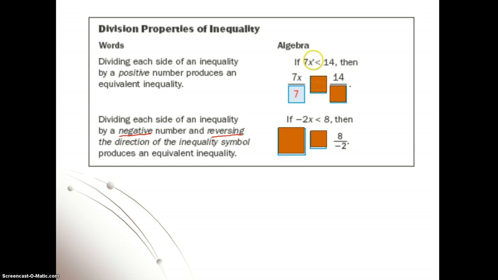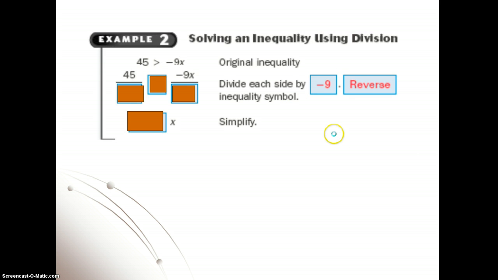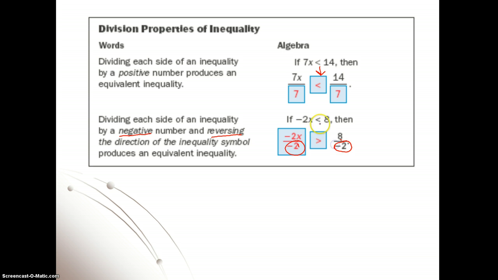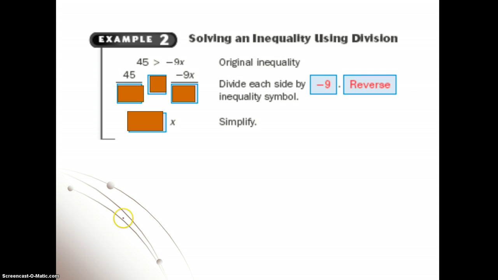Here you divide by a positive, so it does not flip. This next one you divide by a negative, so it does flip, or reverse. Here was the negative, and it flips. Example 2, divide by -9. So you flip the inequality because I divided by that negative. Here's your answer. -5 is less than x.